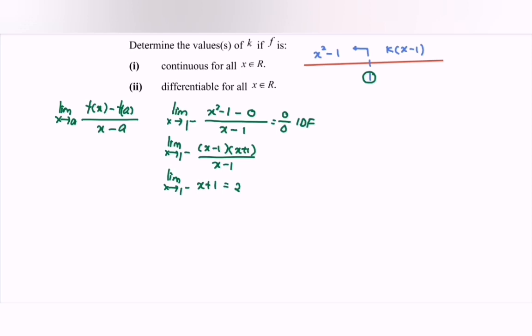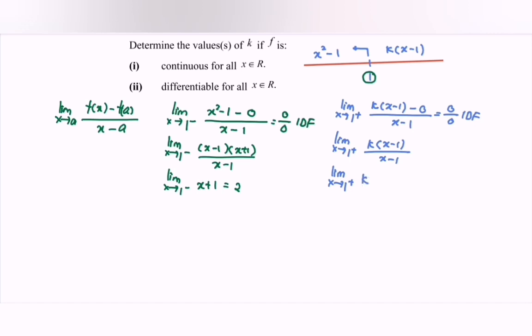Next, focus on the right hand side. The limit when x approaches 1 from the right. Focus on the function f(x), where we have k multiplied by x minus 1, minus f(1), which again is 0, over x minus 1. If we substitute the value 1, we obtain 0 over 0, where we have the indeterminate form. For this case, rewrite the situation first. Then we have k multiplied by x minus 1 over x minus 1, and we can simplify. The limit when x approaches 1 from the right gives us k.